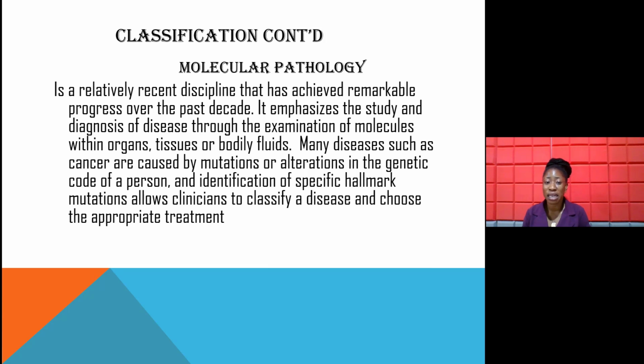So many diseases such as cancer are caused by what? They are caused by mutation. They are caused by alteration in the genetic code of a person. So when a person has cancer, you know that, okay, something has gone wrong with the genetic code of that person. There has been an alteration. So many diseases such as cancer are caused by mutation and alteration in the genetic code of a person. And identification of specific hallmark mutation allows clinicians to classify a disease and then choose the appropriate treatment.